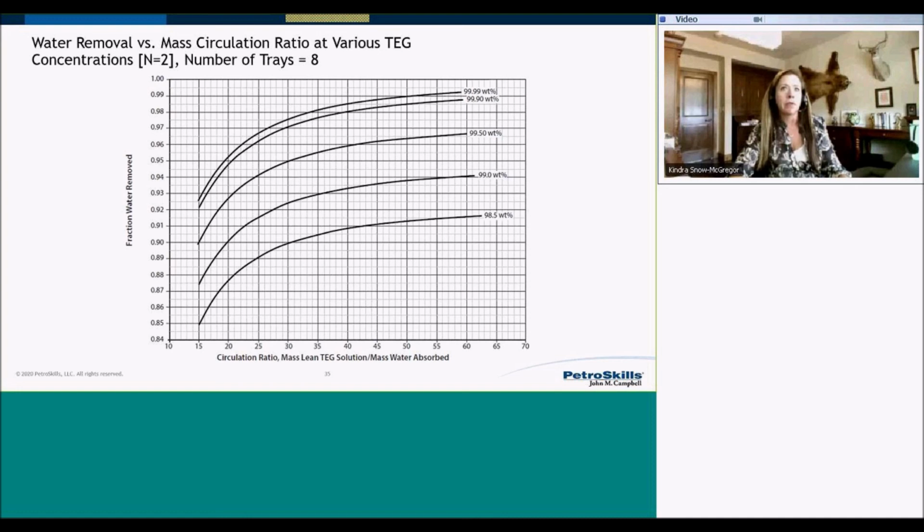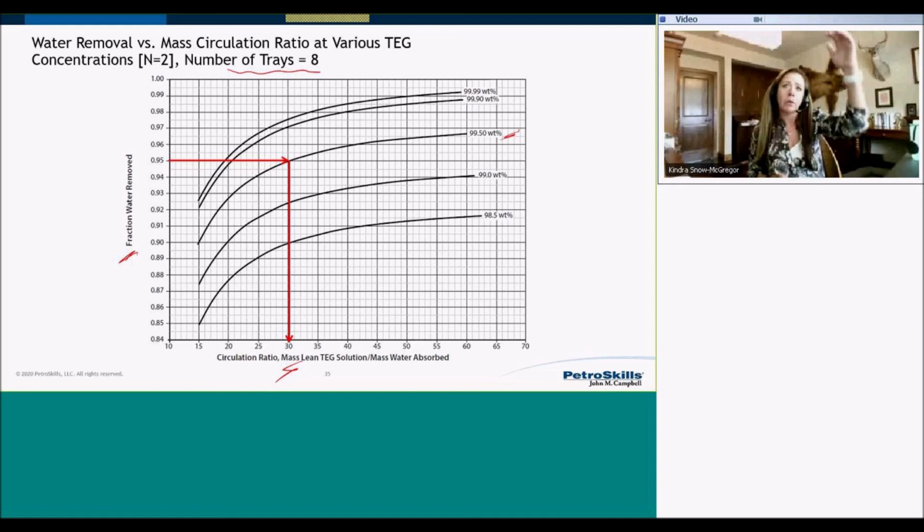So let's take a look at a taller contactor. Now I have eight trays. So now I find my 95% fraction water removed, I come down, find the 99.5 weight percent TEG, come down, and I find 30. And I go, okay, that looks good. That looks pretty good. I'm within the reasonable range.